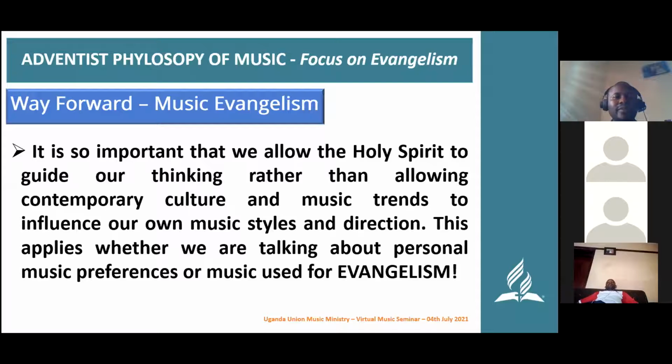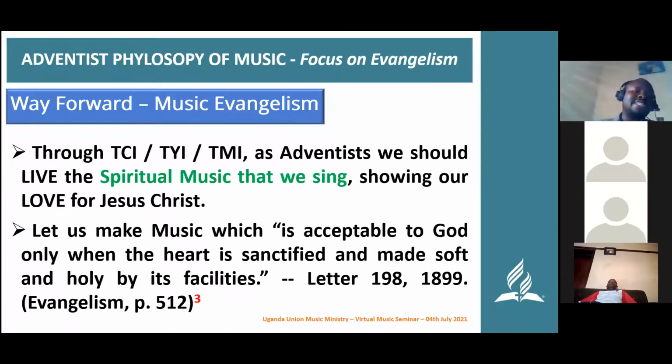It is also very important that we do not allow contemporary culture and music trends to influence our own music styles and direction. This applies whether we are talking about personal music preferences or music used for evangelism. It's very important to let the Holy Spirit guide us as we write the songs, compose the songs, record the songs, and arrange the songs, to ensure that we do not use only our own music styles and directions, but are able to achieve the objective of evangelism.